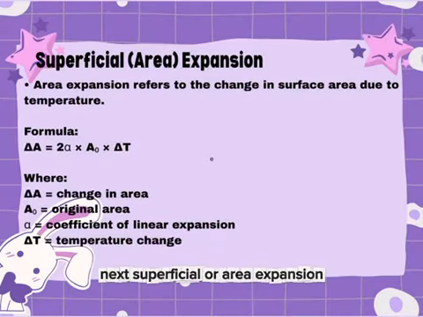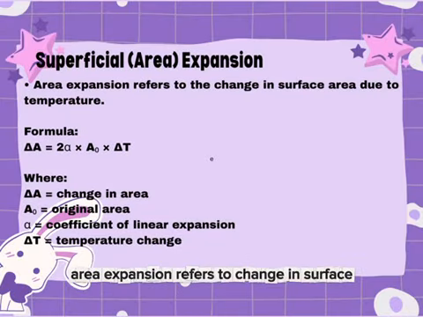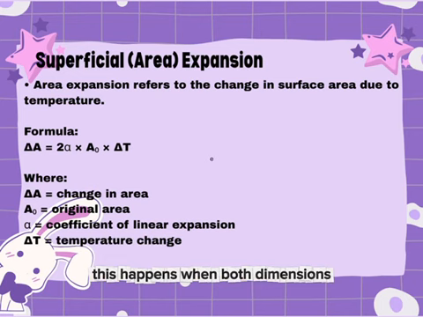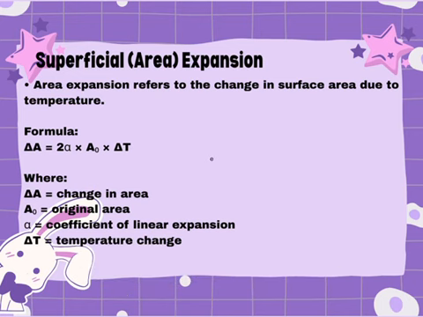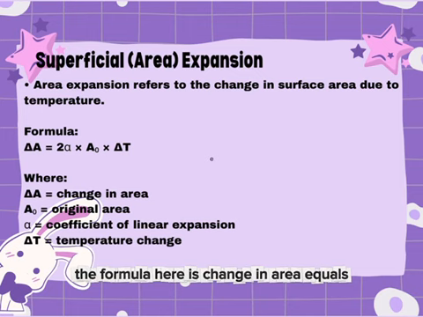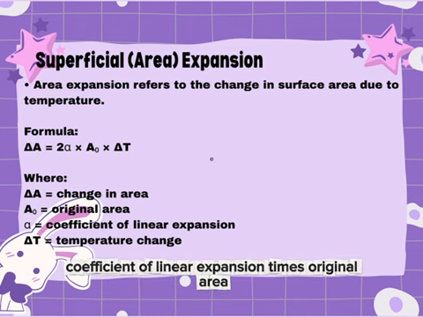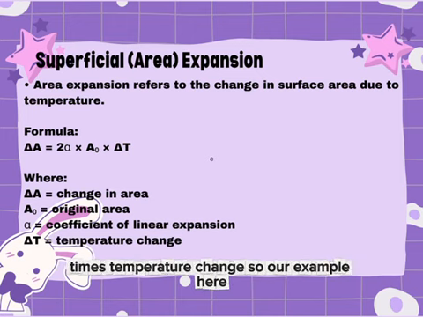Next, superficial or area expansion. Area expansion refers to change in surface area due to temperature. This happens when both dimensions of a flat surface expand simultaneously. The formula here is change in area equals coefficient of area expansion times original area times temperature change.